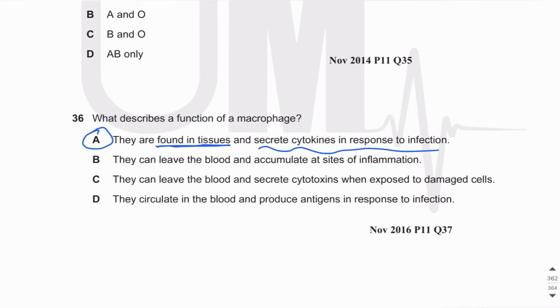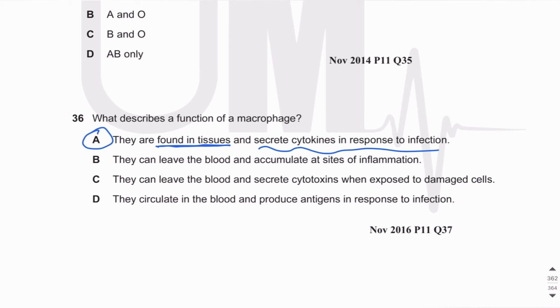So guys, what is meant by cytokine? Cytokine is a chemical messenger molecule which is used by the white blood cells to communicate with each other. So all the white blood cells secrete cytokines to communicate with each other, right? So macrophages are the white blood cells which are always found in tissues. All right? And they can secrete cytokines in response to infection, right?